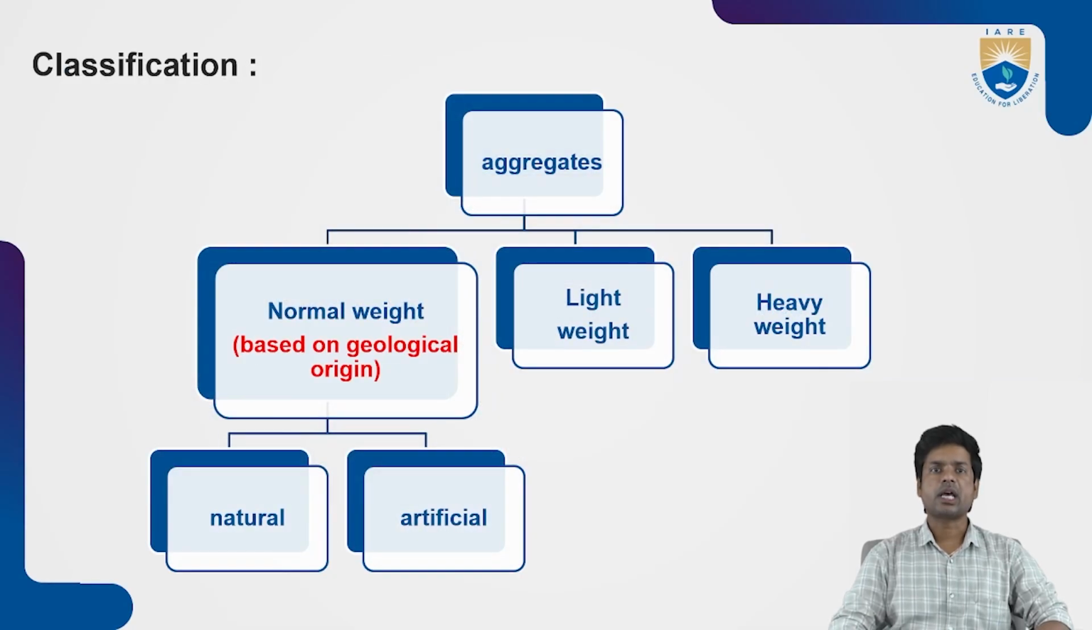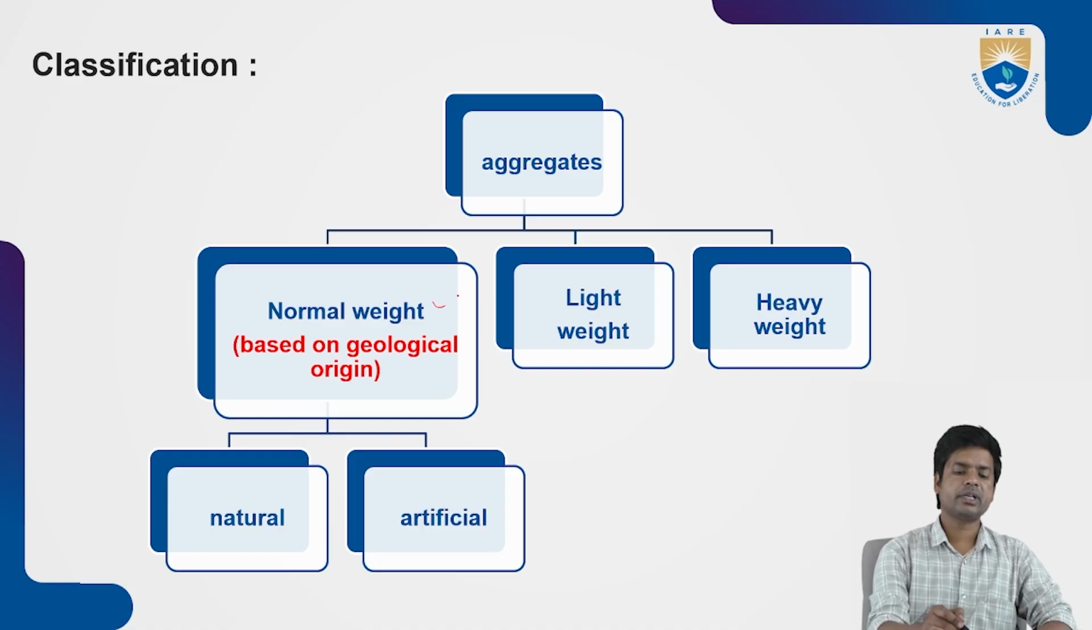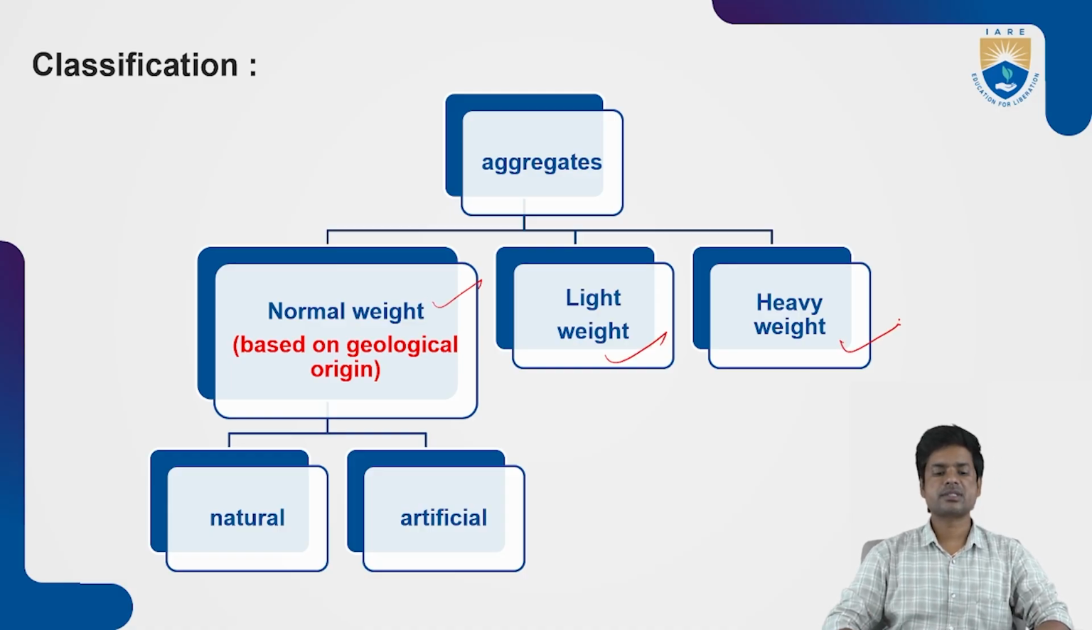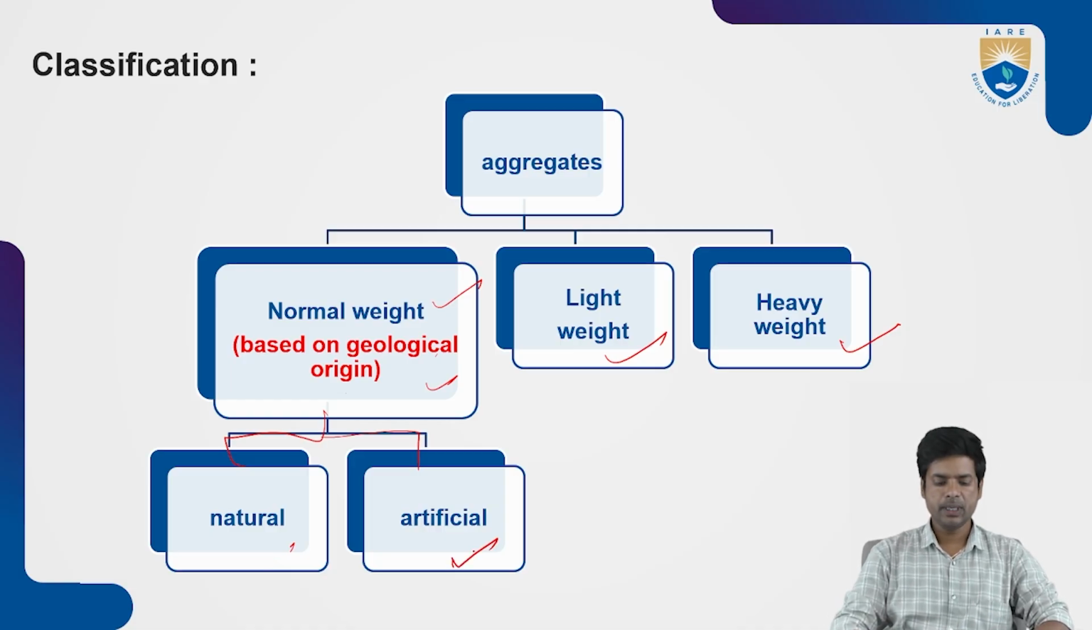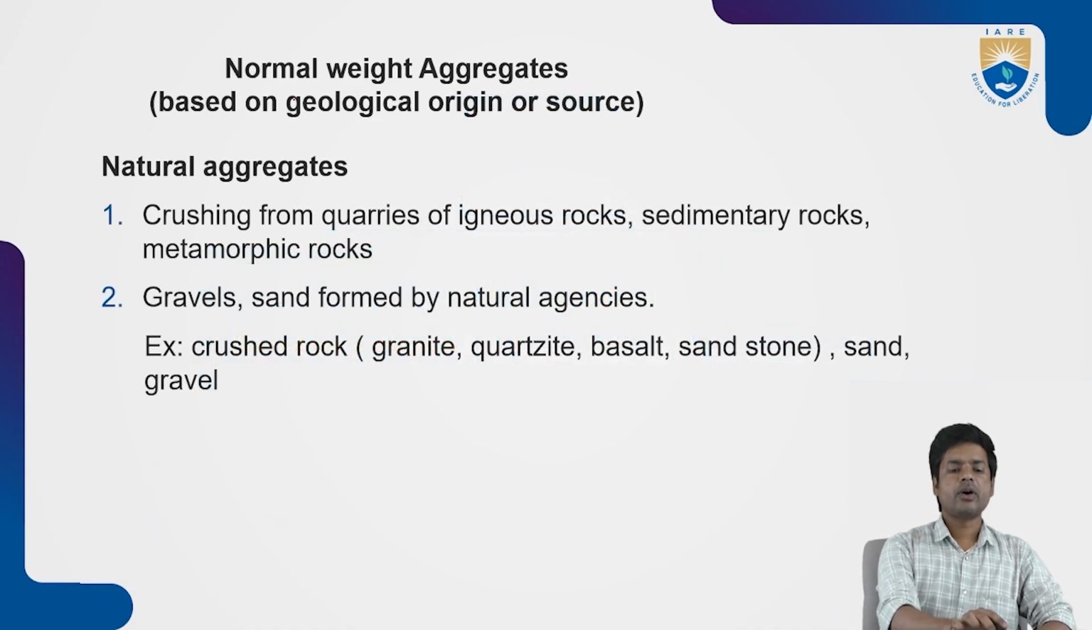Aggregates are normally classified into three types based upon their weight: normal weight aggregates, lightweight aggregates, and heavy weight aggregates. This is the basic classification based upon the weight. Under normal weight aggregates, based upon the geological origin, whether they are formed naturally or artificially, they are divided into two types again. The first one is natural aggregates, and the second one is artificial aggregates.